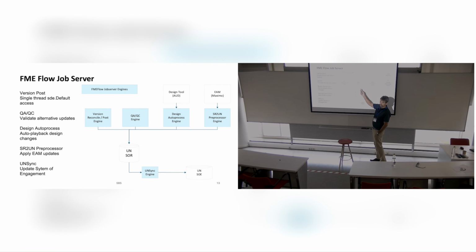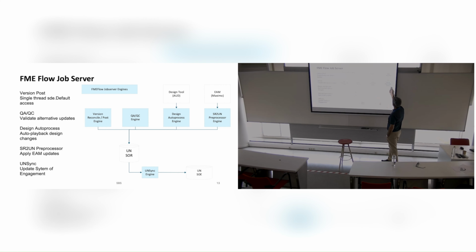Another example is a QA/QC engine, basically validating the data that you've got in your version. Users don't want to sit there necessarily and wait for a process to run for 15, 20 minutes if there's a lot of stuff that needs to be validated. So you can basically make a request to the FME Flow job server to do the process when it can and send me back the results afterwards.